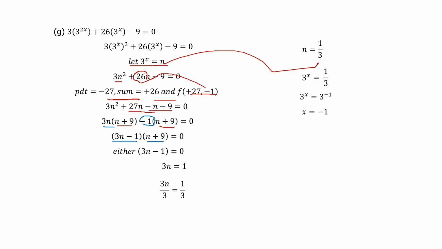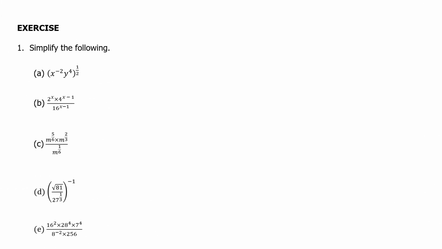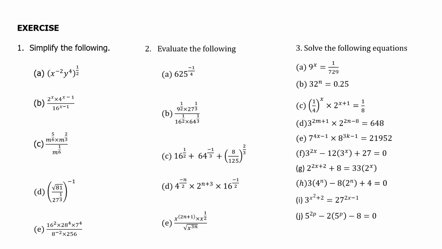When we go to the other part, that is n plus 9, this one here, n is going to be equal to negative 9, and that one there we cannot get the answer, or we cannot simplify it to have the answer. Therefore the answer is going to be invalid. And that is the end of the indices.